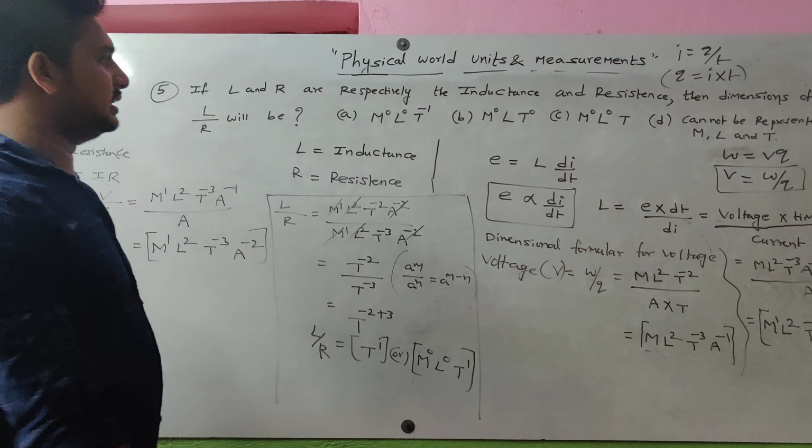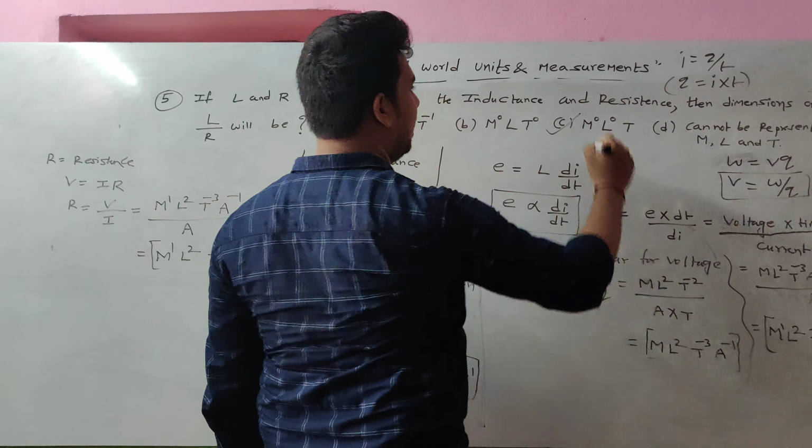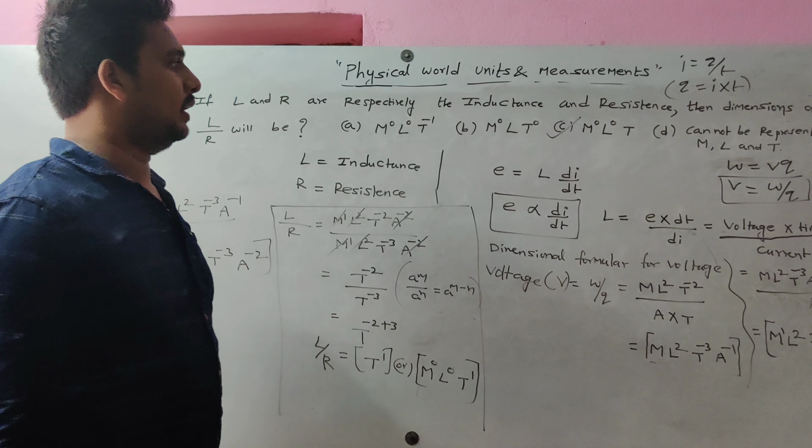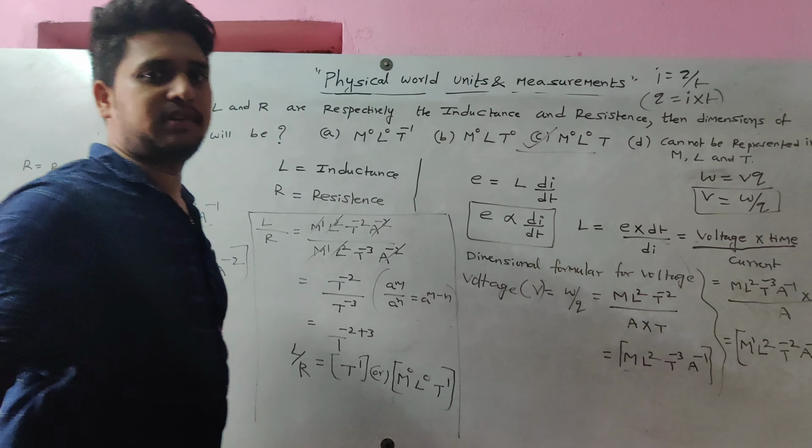So this is the dimensional formula for L by R. Now which option is correct here? M power 0 L power 0 T power 1. So option C is correct for this question.